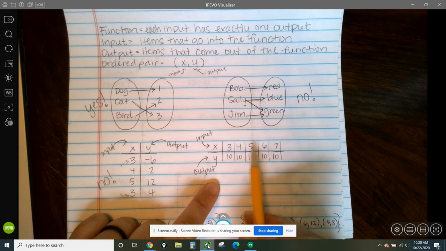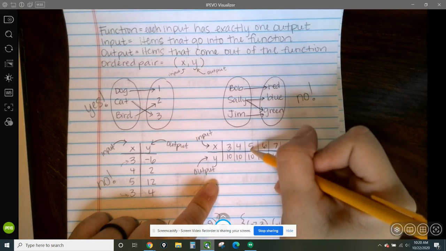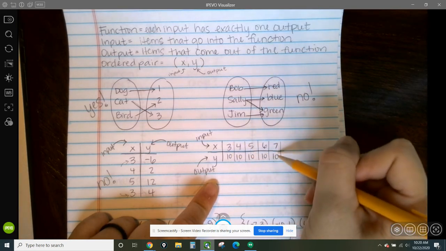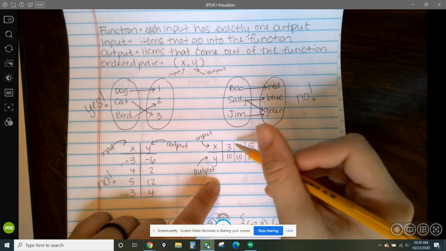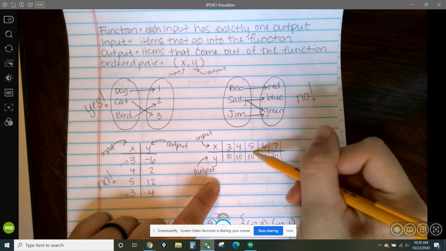So I've got 3, 4, 5, 6, and 7 going in, and every time I got out 10. So 3 had an output of 10, 4 had an output of 10, 5 had an output of 10, and so on. This is okay. Each of these inputs has one output. They happen to all have the same output.